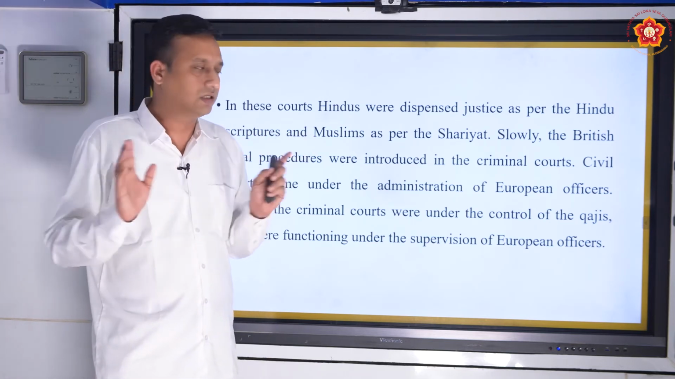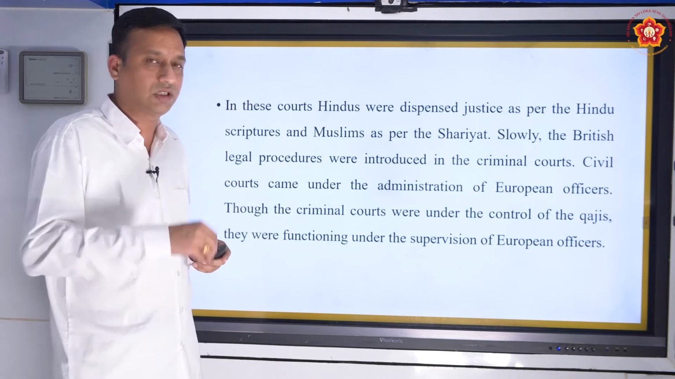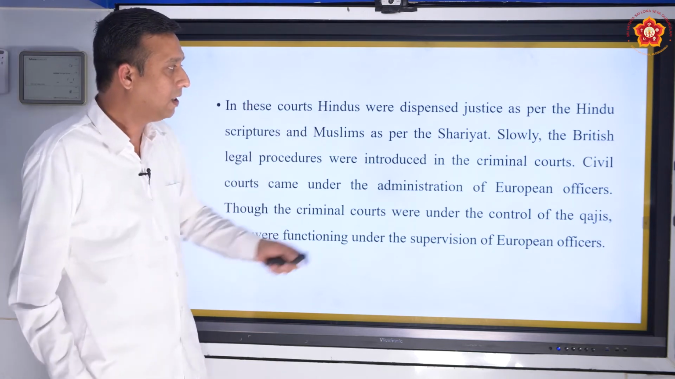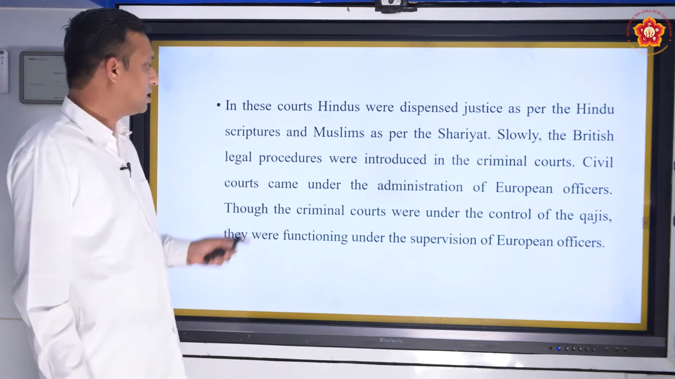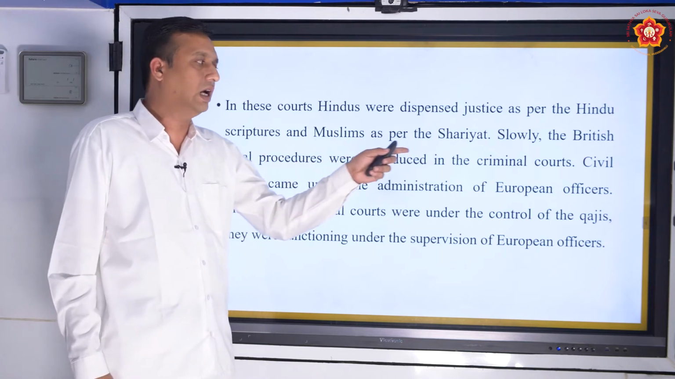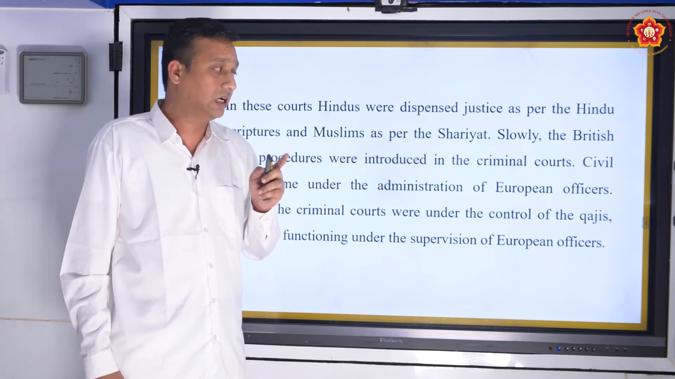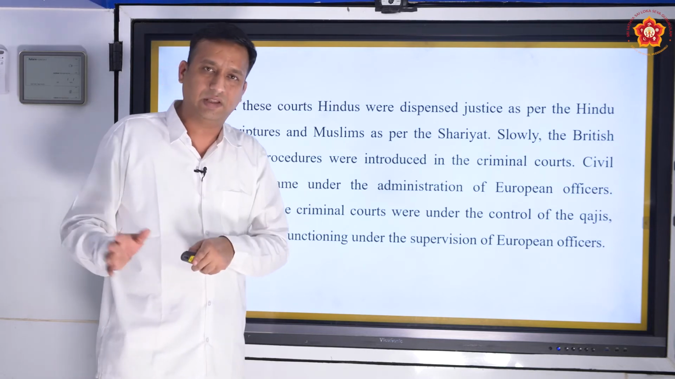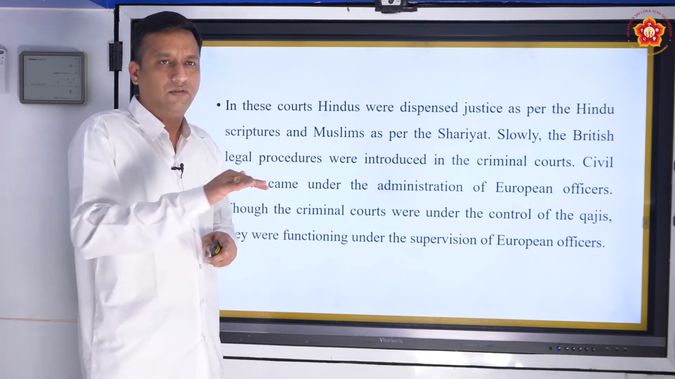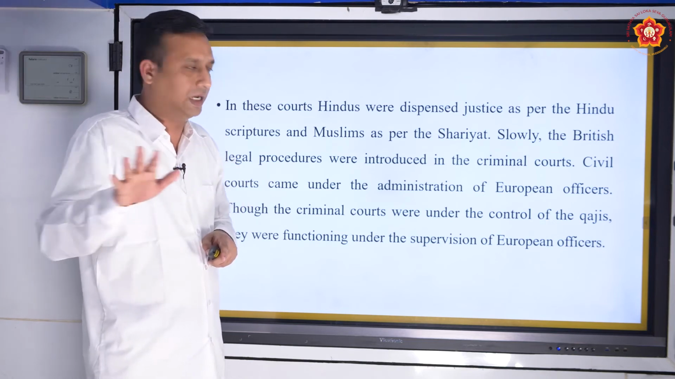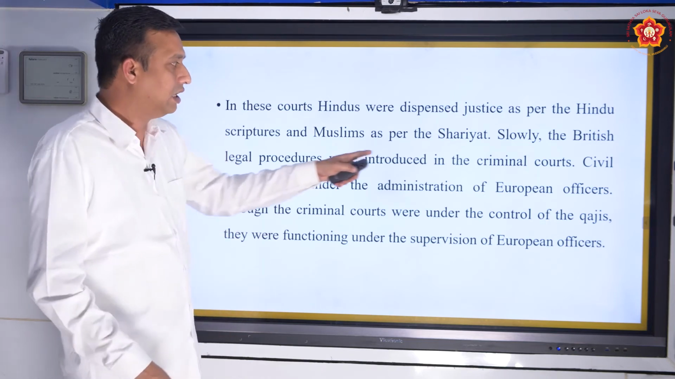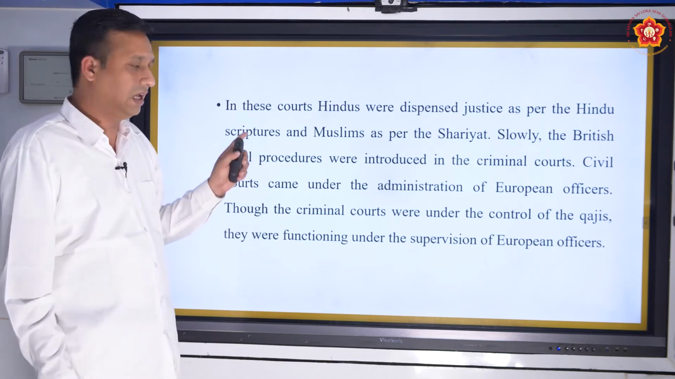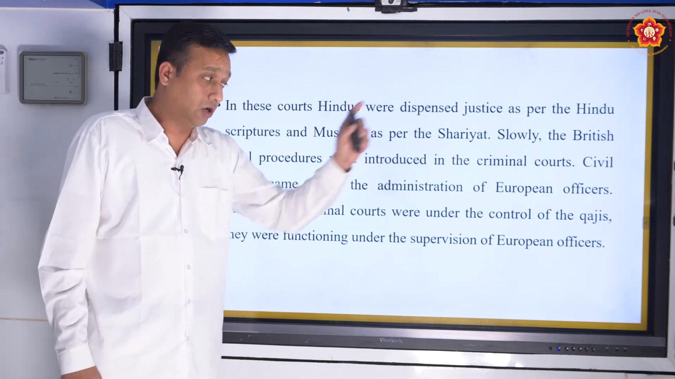So you can see that there was no uniformity. For Muslims one rule, for Hindus another rule. Slowly, the British legal procedures were introduced in the criminal courts. They did not try to interfere in the civil matters. In criminal courts, whether a Muslim, Hindu or whoever commits the crime, the punishment was the same. They started to introduce this uniformity and procedure in the criminal courts.